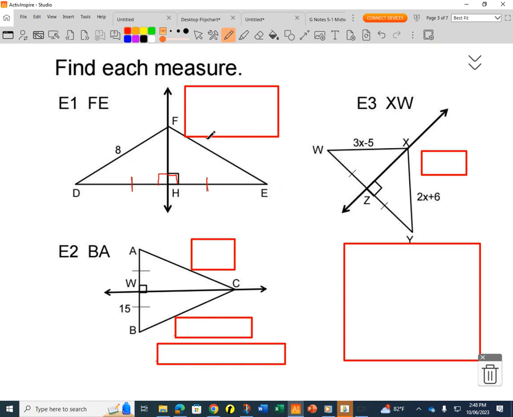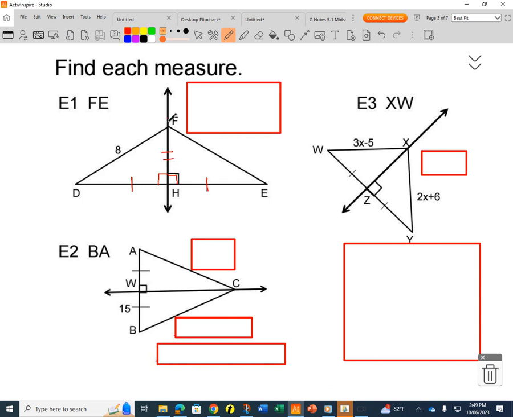So I need to state what is the length of FE? I've got to find the length of FE. I don't have any other measures to go by except for this 8. I know that DF measures 8, so I need to know what FE measures. Well, if I could prove that these were congruent triangles, then I could use congruent parts of congruent triangles are congruent, and then I could say that FE is congruent to 8, because that is literally the only number on the diagram.